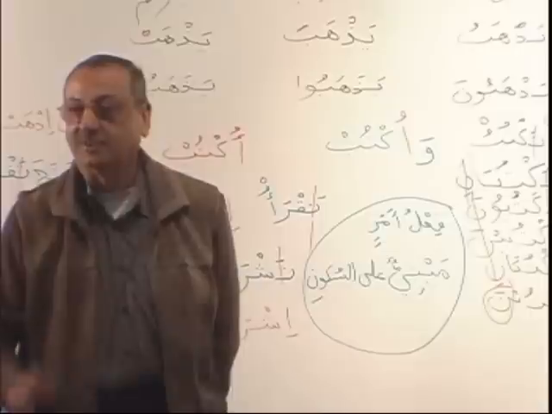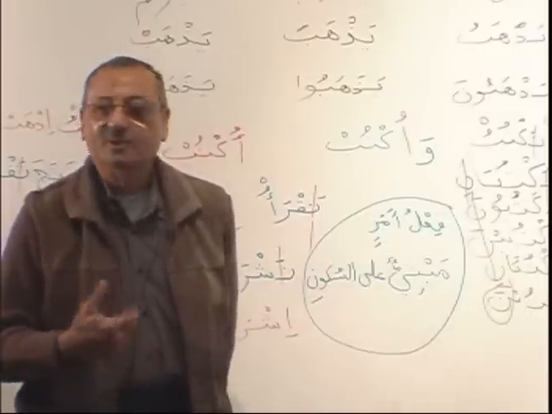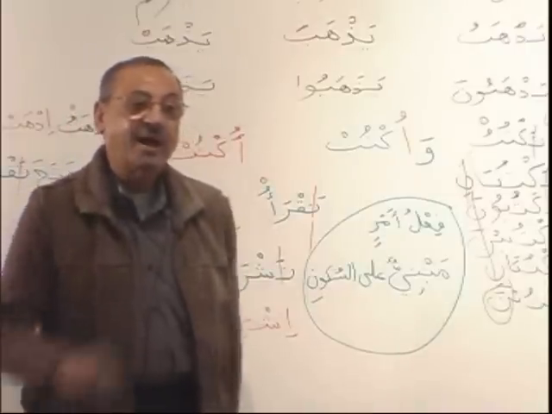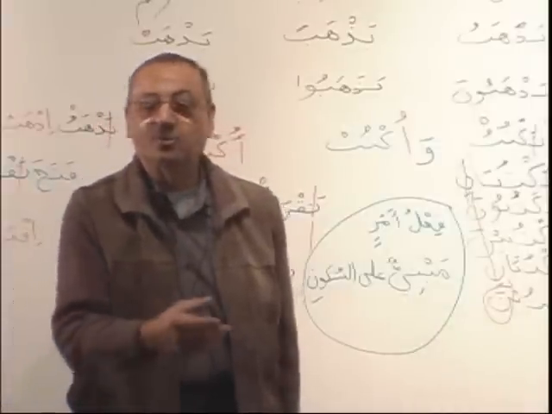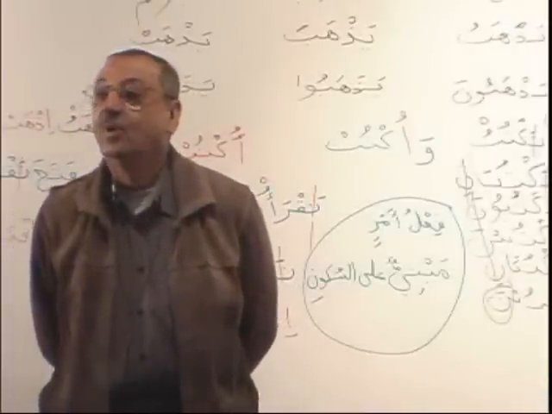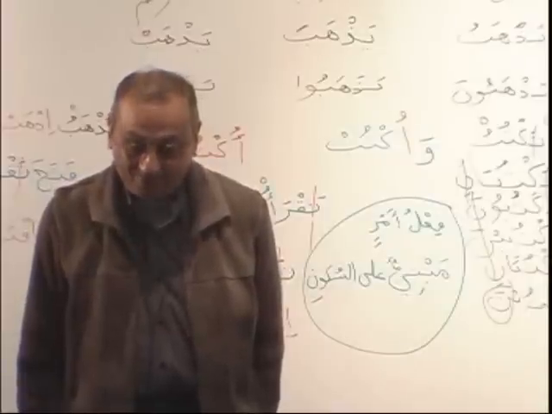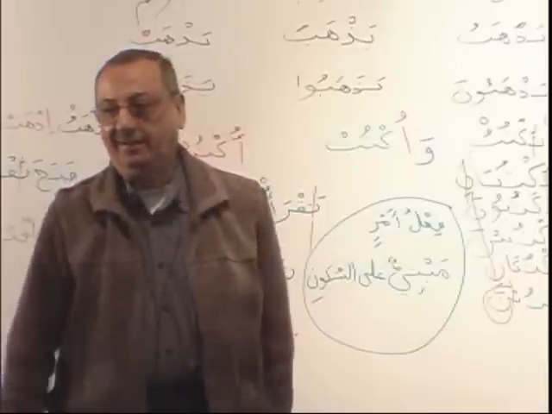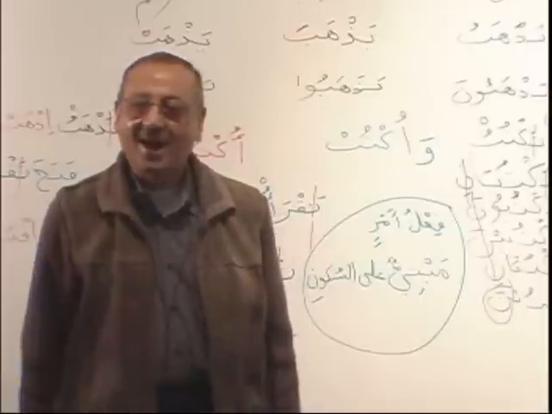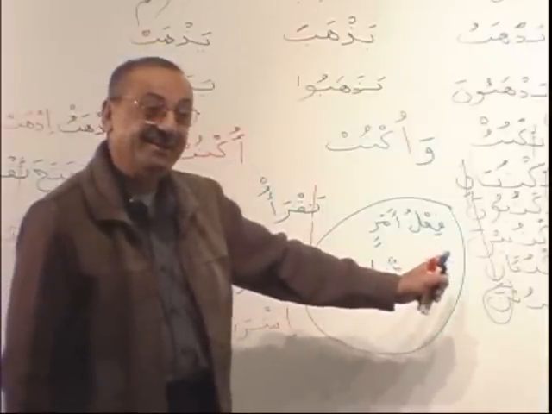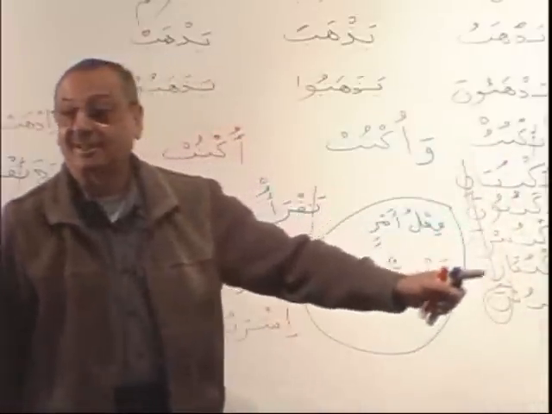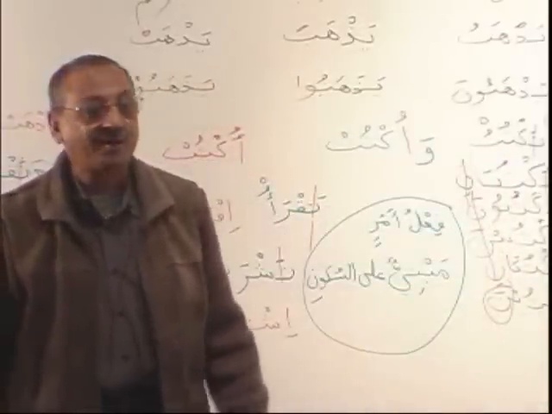How do I make amar now? I remove the alamatu mudari'. And then I give leave to the noon. So what happens now? Uktubi. So if I have to tell you, Brother Hassan, I will tell you Uktub. If I have to tell Sister Hafsa, what will I say? Uktubi. Where is the fa'il? Mustatir, taqdiruhu anta. Uktubi, where is the fa'il? Are you with me? Only in the first form is it mustatir. In the rest of the forms, the fa'il is there.